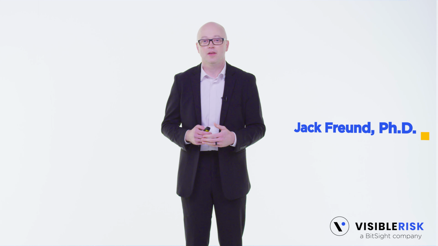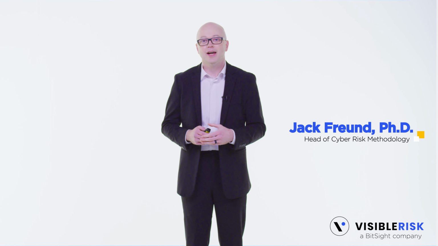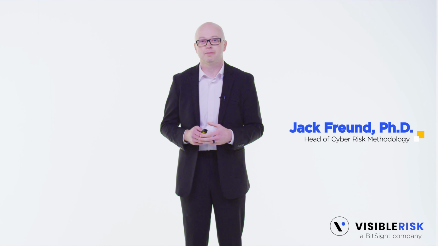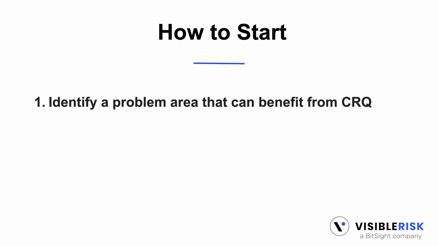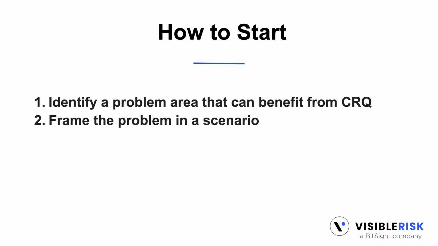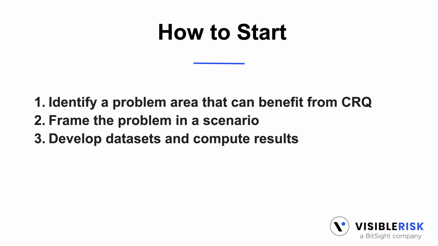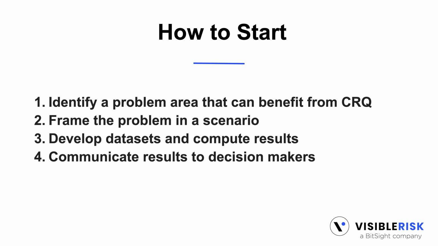I'm Jack Freund. In this session, we're going to be talking about how to start doing CRQ today. The four things we'll talk about to begin a CRQ program today are making sure that you have a problem area that is sufficient for cyber risk quantification, making sure that we frame the problem in a way that is meaningful and that can be articulated with the data that we have, developing data sets around those problem spaces and making sure that we do the right computation, and then finally, communicating those results to executives to make sure that they understand the risk associated with this particular scenario.